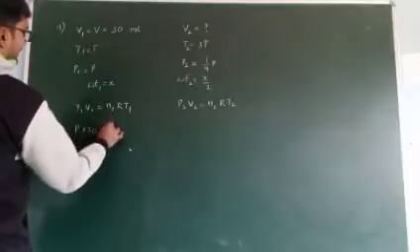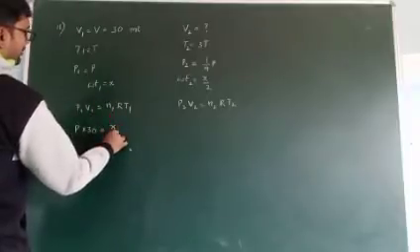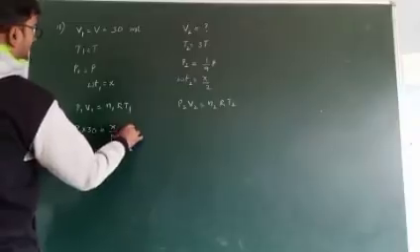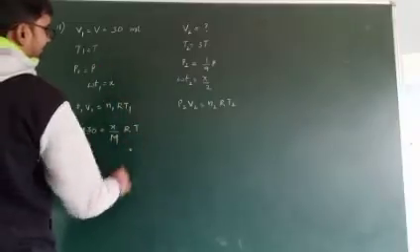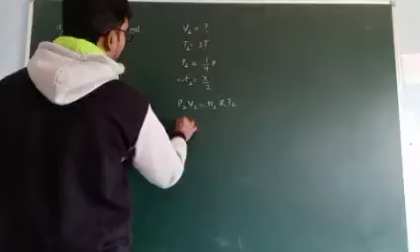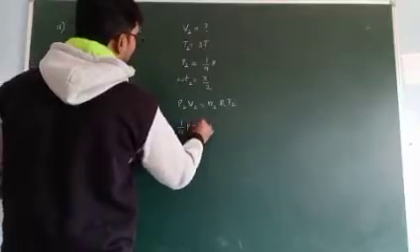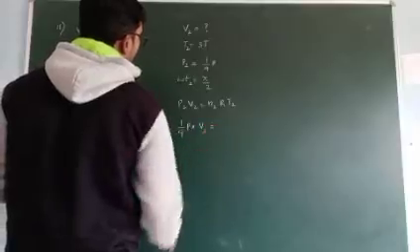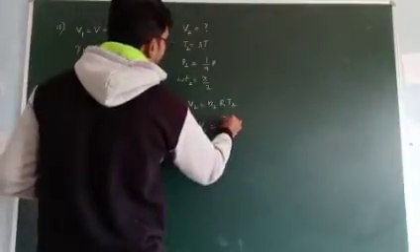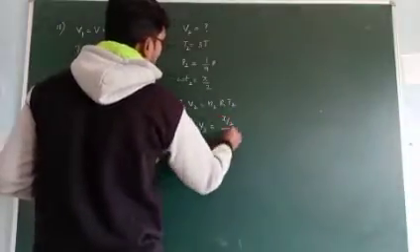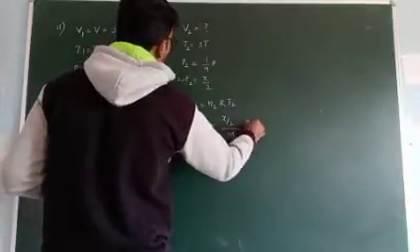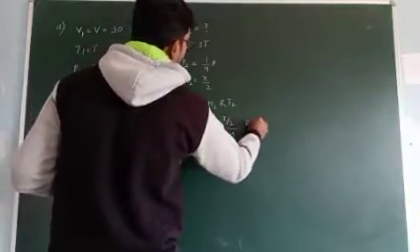N1 means weight is x and molecular weight value is m. R is constant, T1 value is T. In this case, P2 is 1 by 9 P, and V2 value we have to calculate. N2 value: weight is x by 2 and molecular weight is m. R, T2 value is 3P.